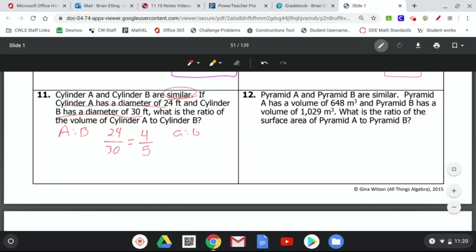So what do we want? We want the volume. Volume is in cube units, so it's going to be A cubed to B cubed. So we're going to take this 4 to 5 ratio, and we're going to cube both of those. So we're going to have 4 cubed to 5 cubed. Okay. Well, 4 cubed is going to be 64, and 5 cubed is going to be 125.